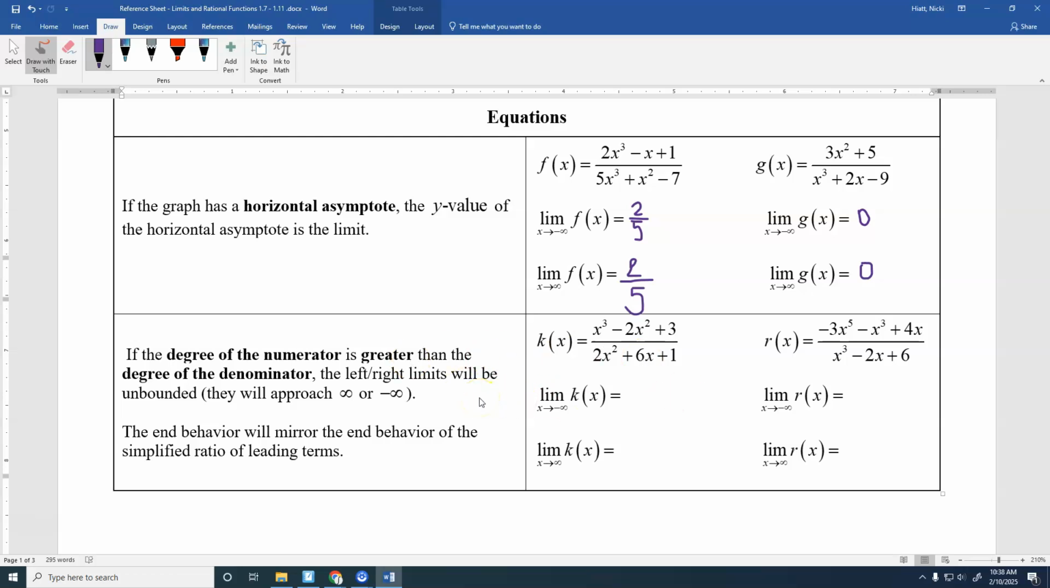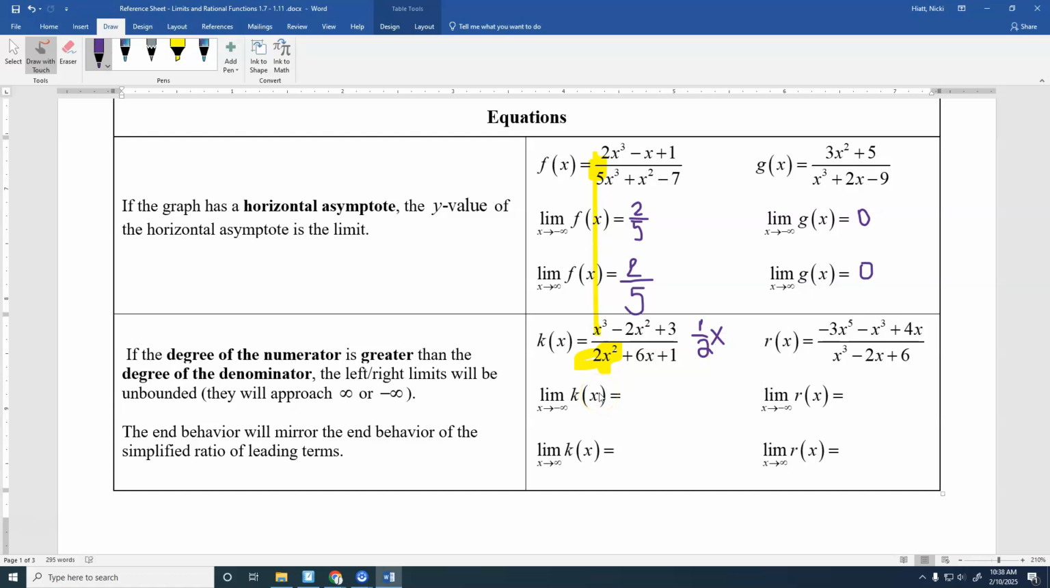So if your degree is bigger on the top, then you're definitely getting positive or negative infinity as the answer. But to find out if it's positive or negative infinity, what do we have to do? We're going to divide the highest degree. So we're looking here at my x to the third and my 2x squared. When I divide those, I will get 1/2 x. And then I want to think about what the end behavior of that graph would do.